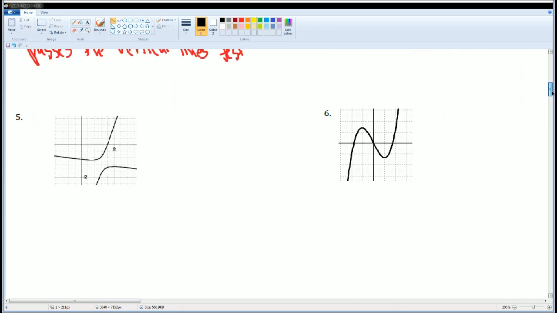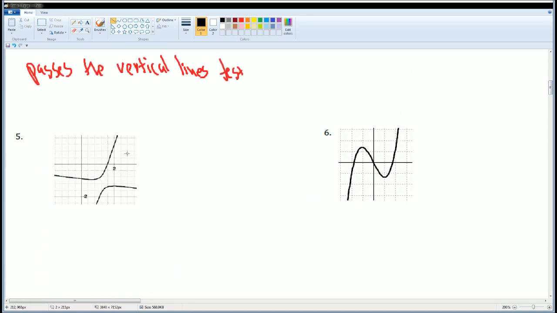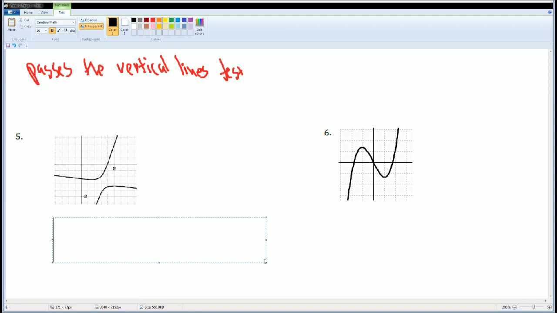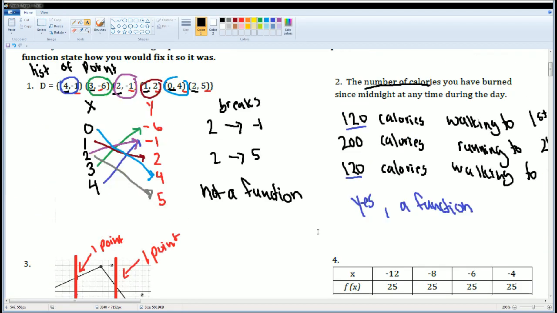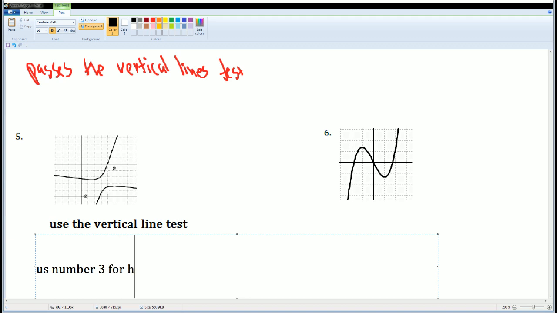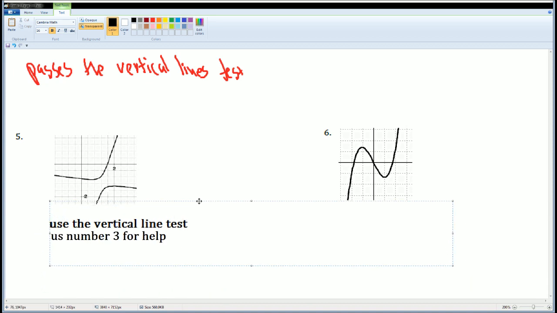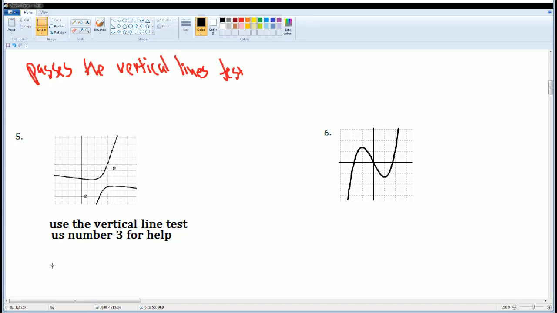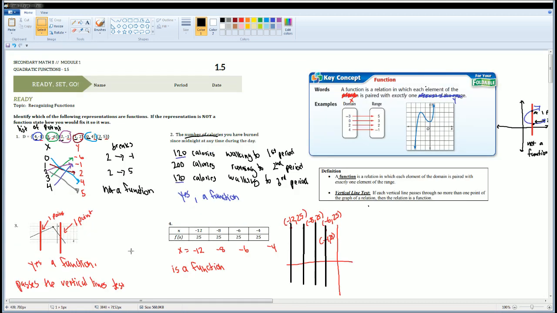All right. So let's take a look at 5 and 6. Okay. 5 again. Let me just write it for you because you should be able to do this yourself. You're going to use the vertical line test. All right. And you can look at number 3 for help. Use number 3 for help. Okay. Or 4, because I graphed it on 4 as well. Okay, so same thing for 6. You're just going to use the vertical line test there as well. Is that it? Yep. So here are the notes if you still need it.